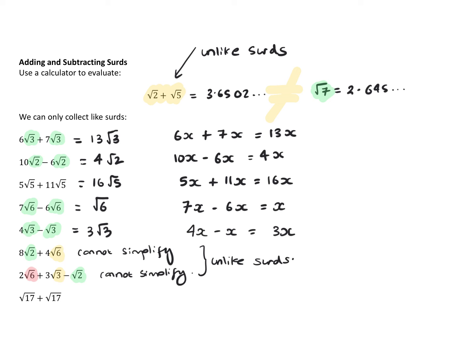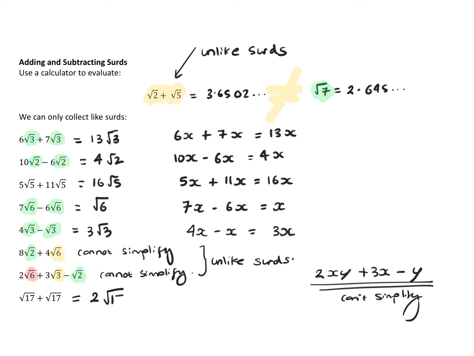That last example, 2 root 6 plus 3 root 3 minus root 2, well, that would be like 2xy plus 3x minus y, and you can't simplify that because xy is a different term to x and to y. So there's nothing you can collect there. Now the last example, root 17 plus root 17, you simply have 2 lots of root 17.